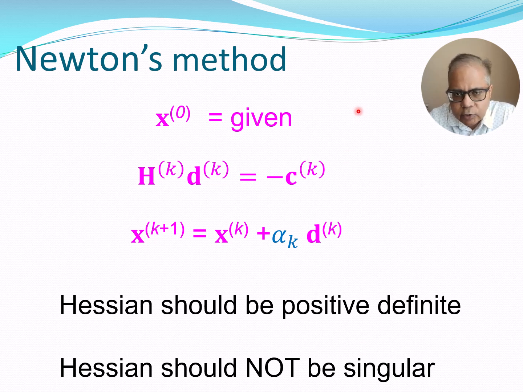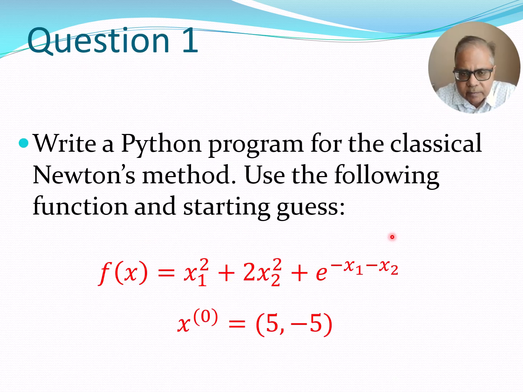Now as far as the modified Newton's method in practice is concerned, all you do is add this alpha_k term here when you move around in the design space. The remaining things are exactly the same as in the classical Newton method, that is x0 is given. You find the search direction by solving this linear system, H d is minus c, and then you move around in the design space using this formula, x_{k+1} is x_k plus alpha_k d_k, and you obtain alpha_k using a one-dimensional search. Again, remember to check that the Hessian matrix should be positive definite and should not be singular.